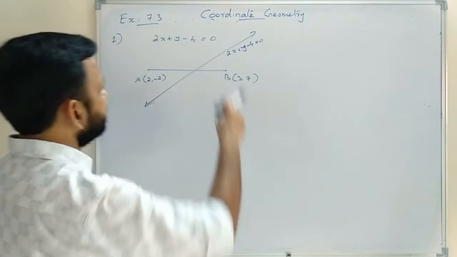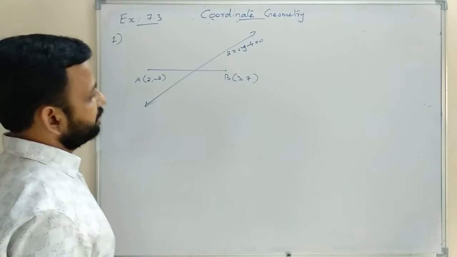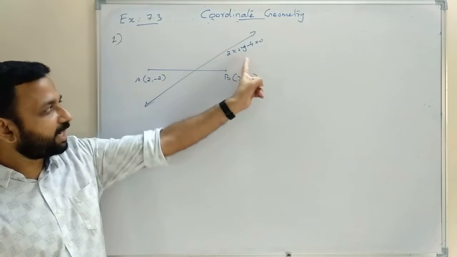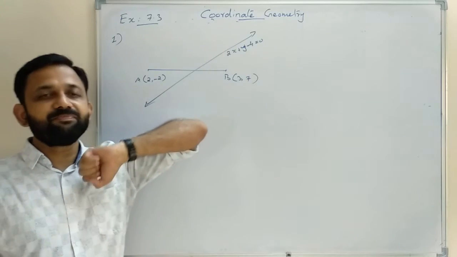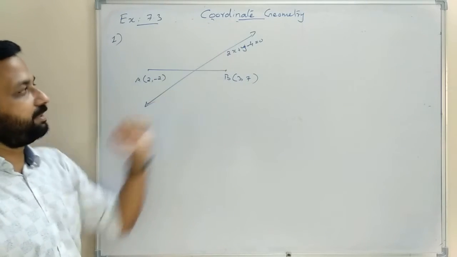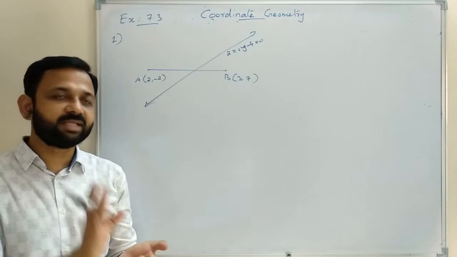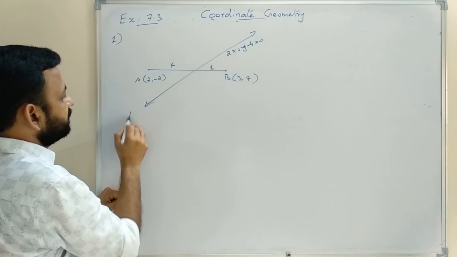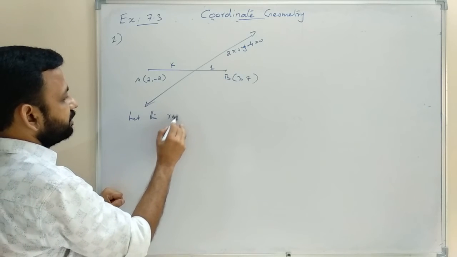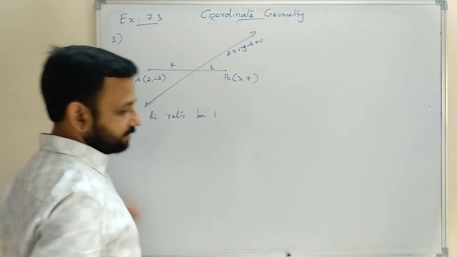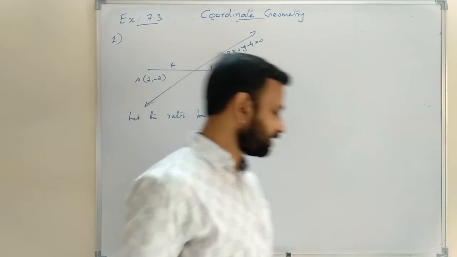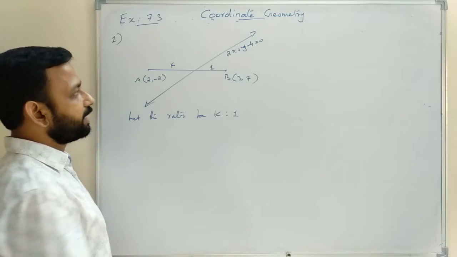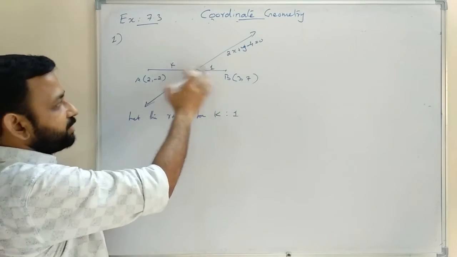So here AB is a line segment joining the two points A and B, and another line is given with the equation 2x + y - 4 = 0. That line divides AB in a particular ratio, so we need to find that ratio. That is our question. So let the ratio be k is to 1.